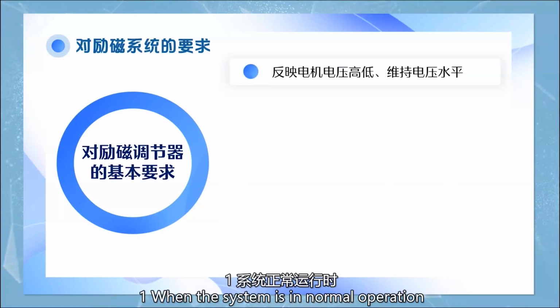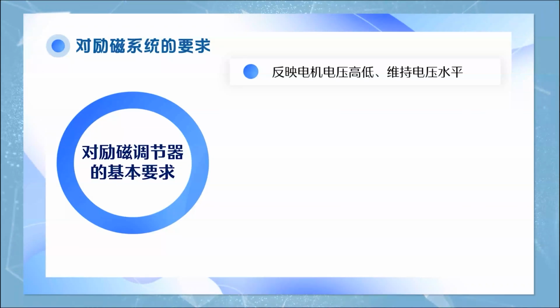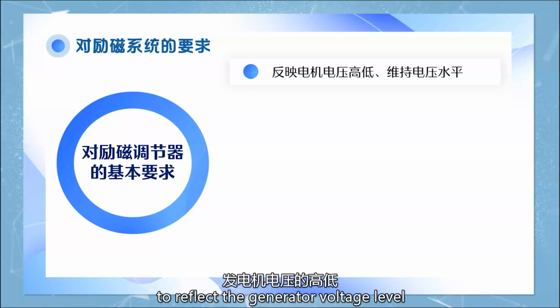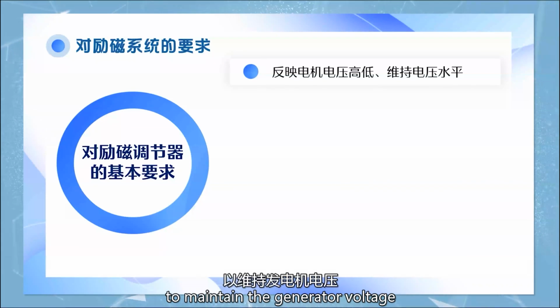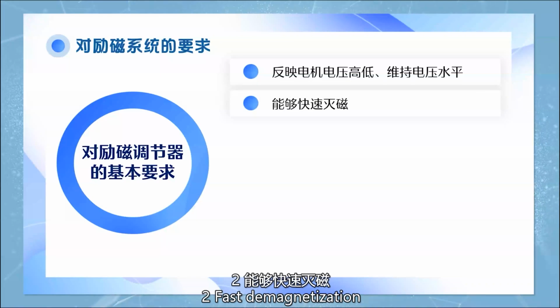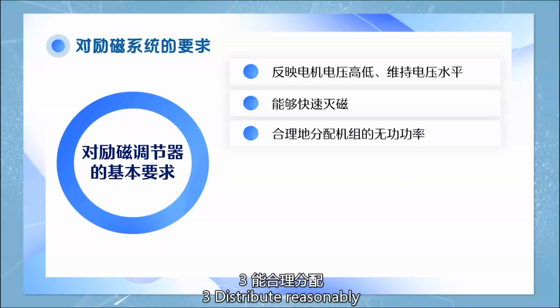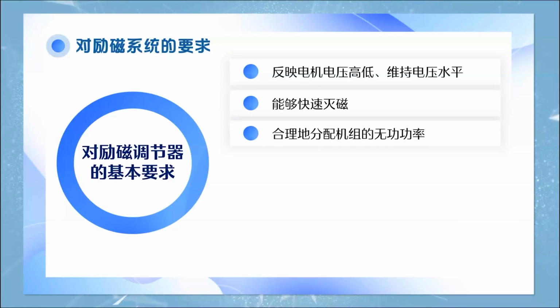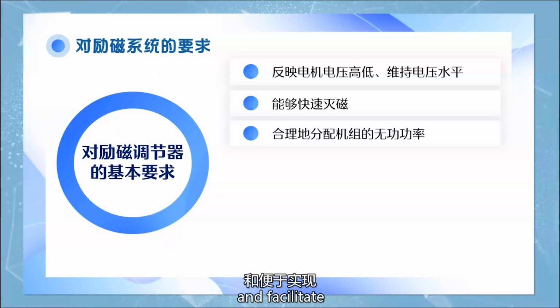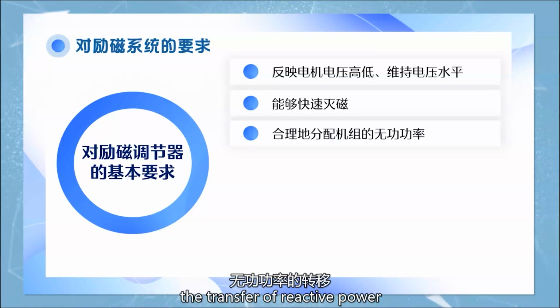First, when the system is in normal operation, the excitation regulator should be able to reflect the generator voltage level to maintain the generator voltage at a given level. Second, fast demagnetization. Third, distribute reasonably the reactive power among the units and facilitate the transfer of reactive power.